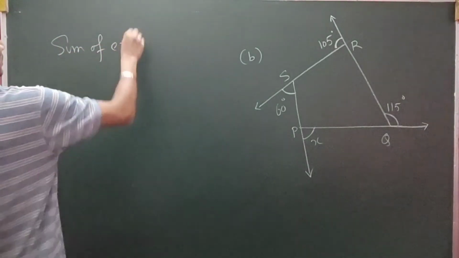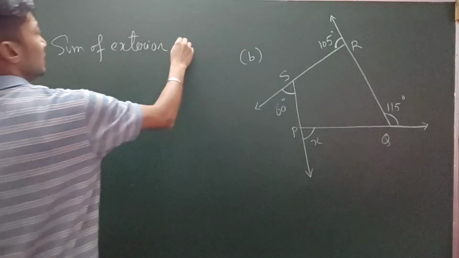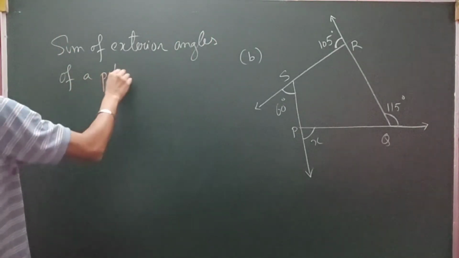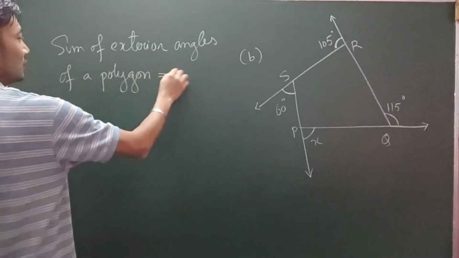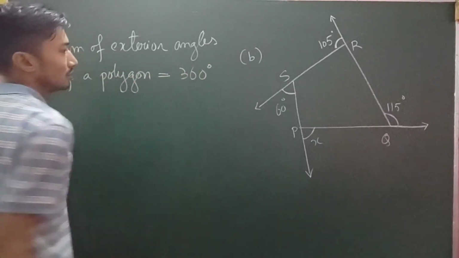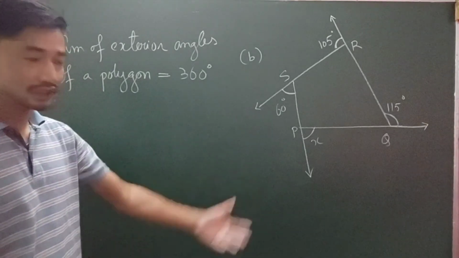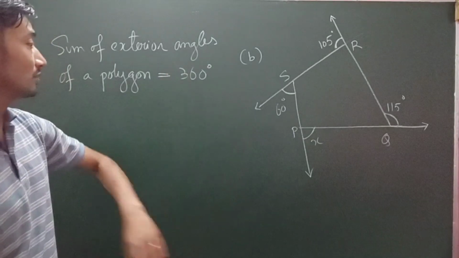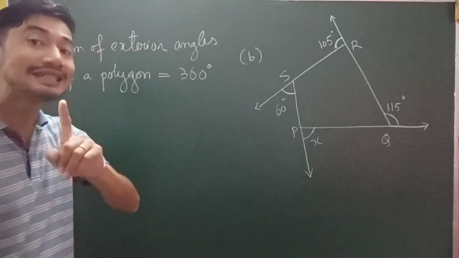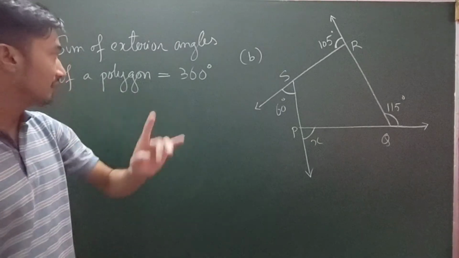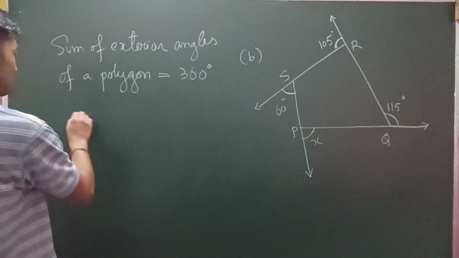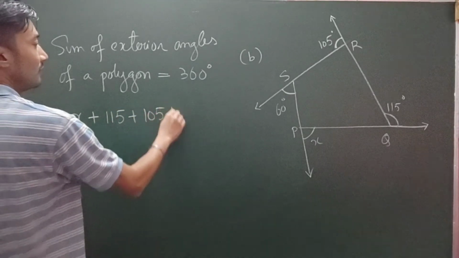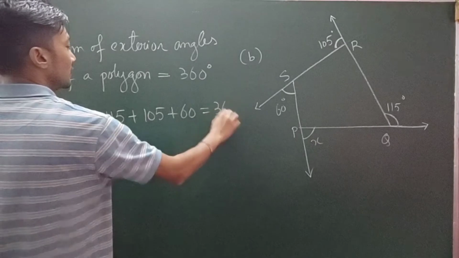Sum of exterior angles of a polygon. I cannot repeat the topic every time, so you have to go back, and that's why the videos are provided. You can watch it anytime. That's the one advantage of YouTube. So the sum of all the exterior angles of any polygon, exterior angles only, not interior, is how much? 360 degrees. So if we just add x plus 115 degree plus 105 degree, is equal to 360 degree.